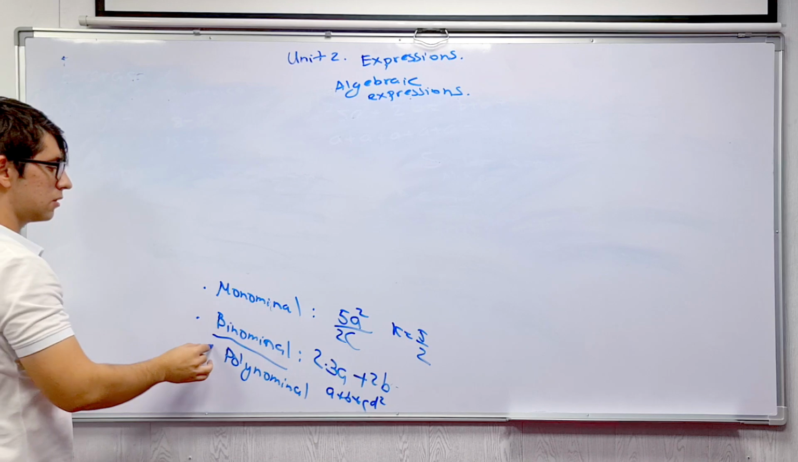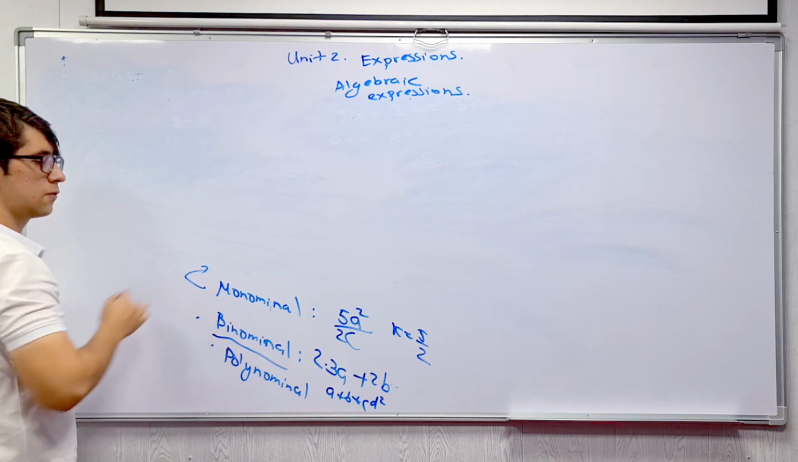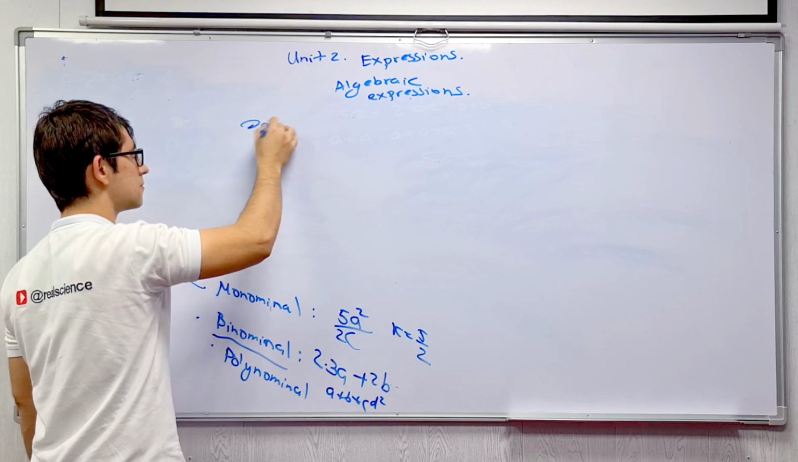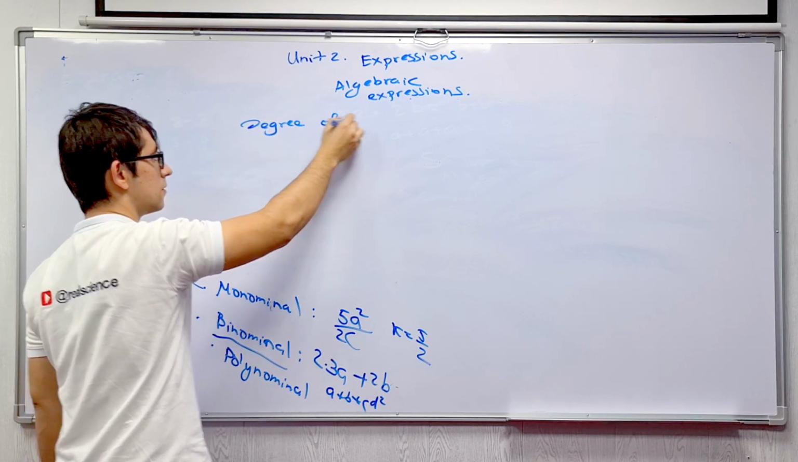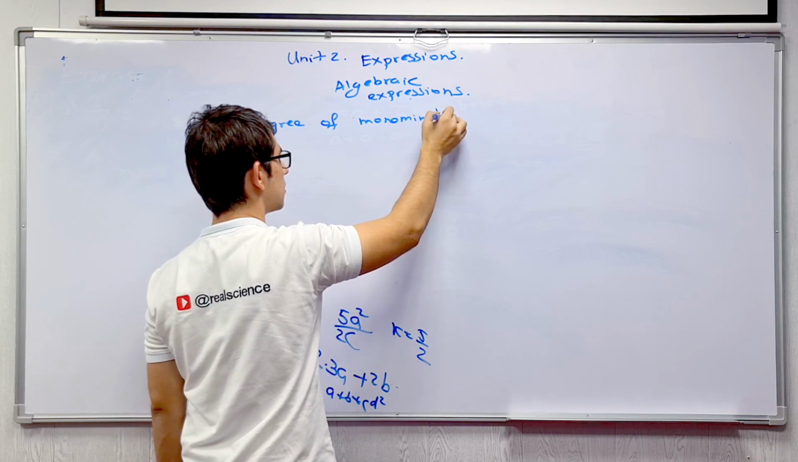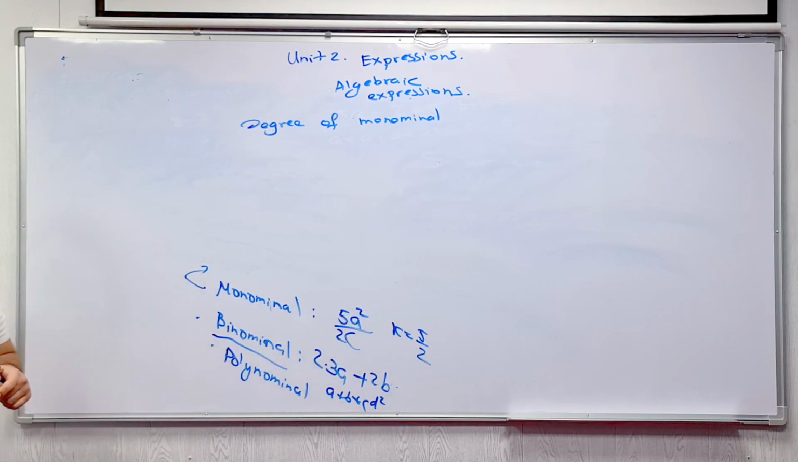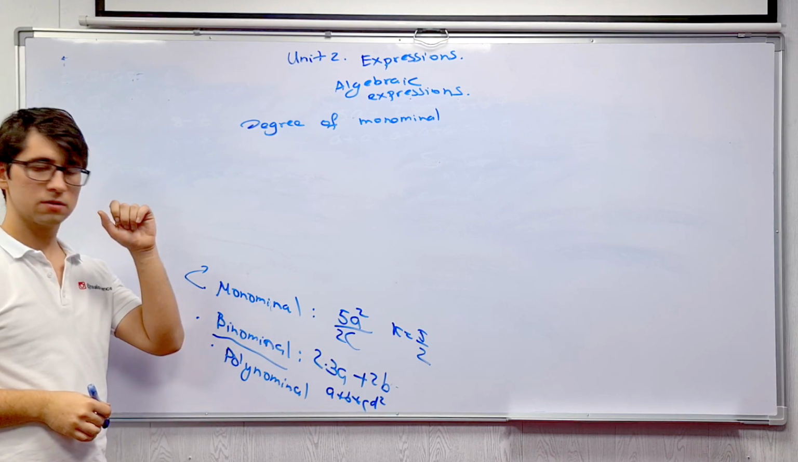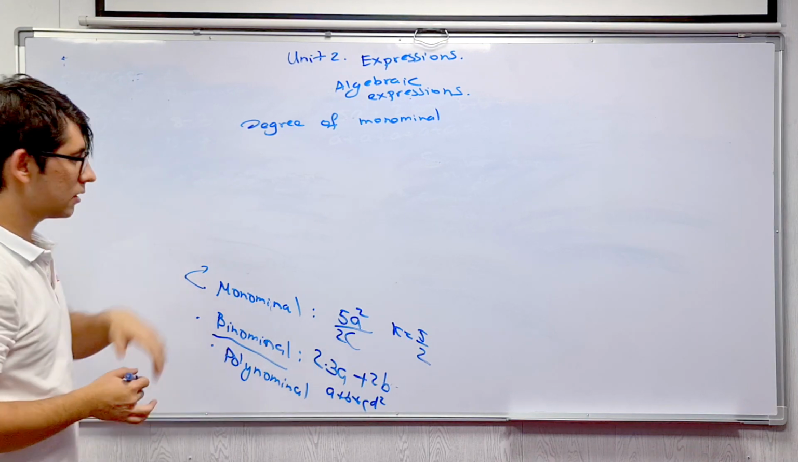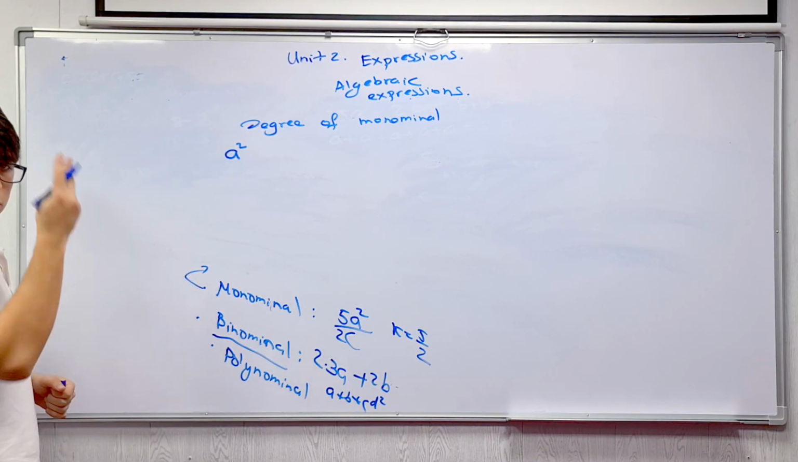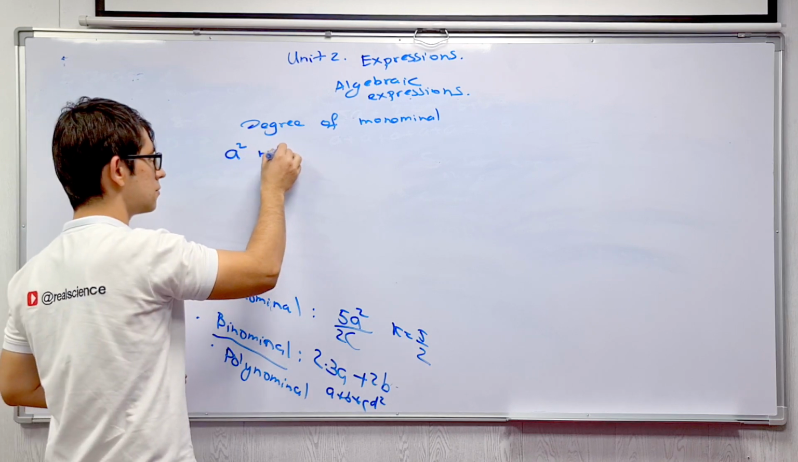Monomial, binomial, polynomial. Let's go deeper for monomial and define the degree of a monomial. What do you understand by the word degree? It means power, right? For a squared, what is the power? The power is 2, so the degree equals 2.